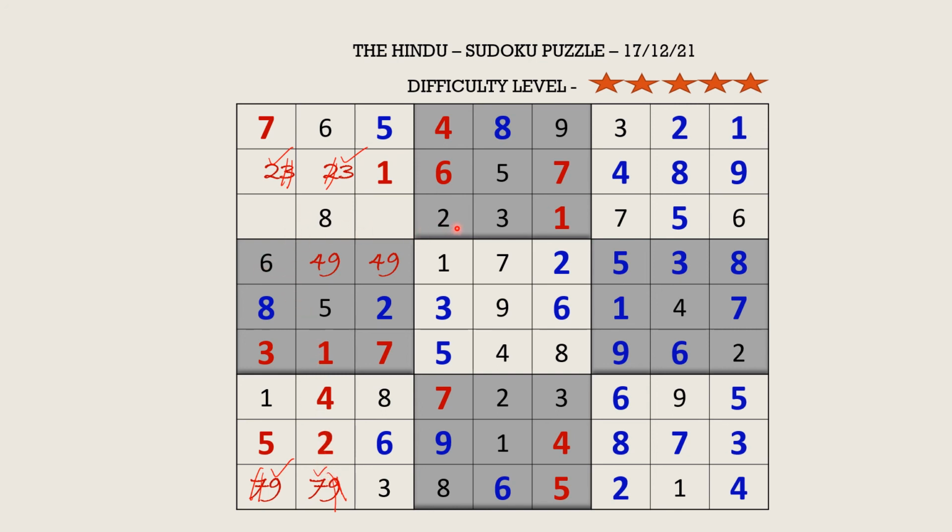So here the only missing numbers are 4 and 9. Here the 9 blocks. So this takes 9 and this becomes 4, and this becomes 4 and this becomes 9. And the puzzle is solved.